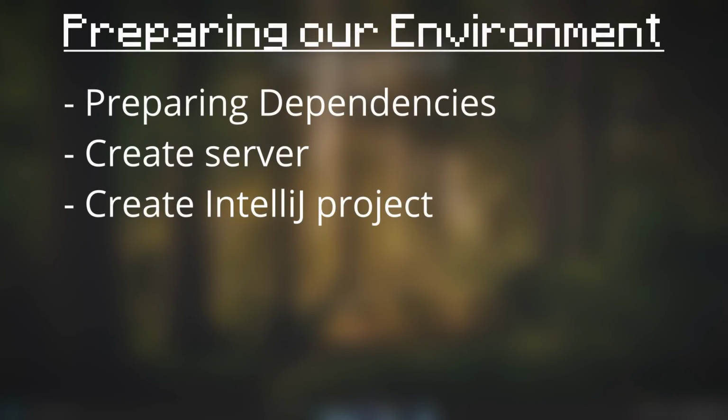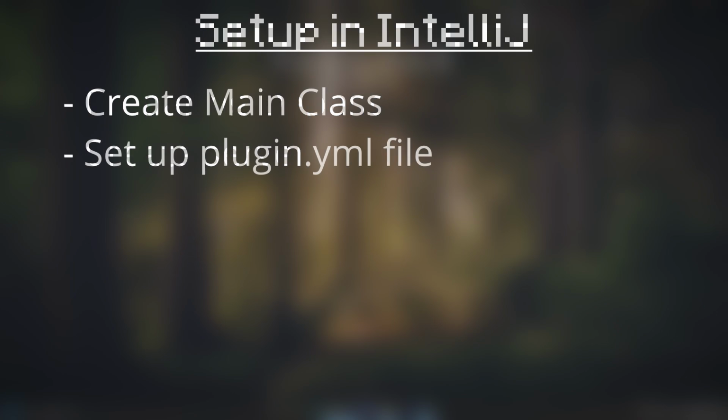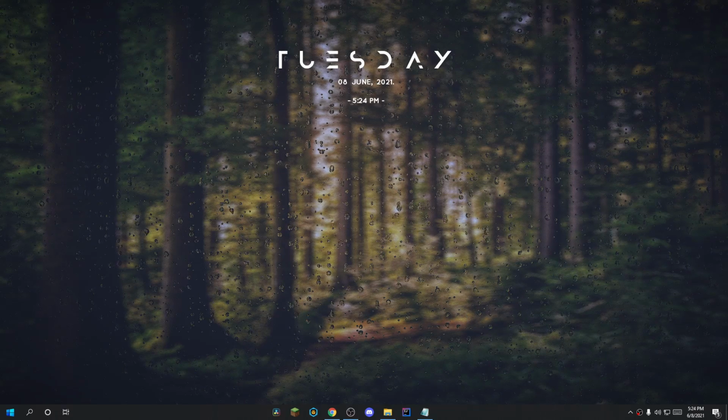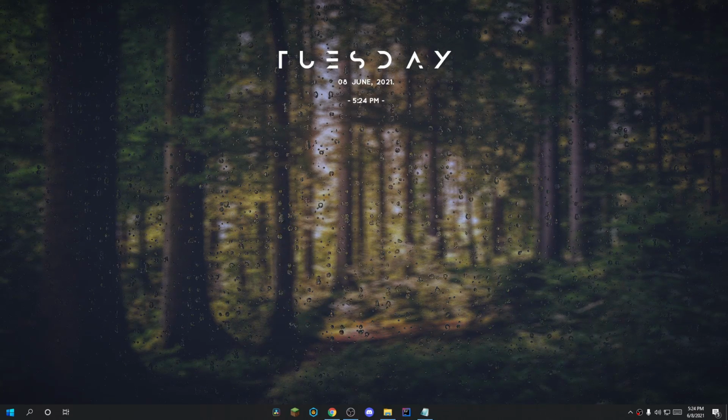Part 1 is preparing our environment, like creating our dependencies folder and downloading all of our dependencies, creating our server, and creating our IntelliJ project. Part 2 is creating our main class and adding a plugin.yml. And part 3 is our onEnable and onDisable, and sending a basic enable message. That sounds short, but it'll actually take quite a bit. So guys, let's jump into it.